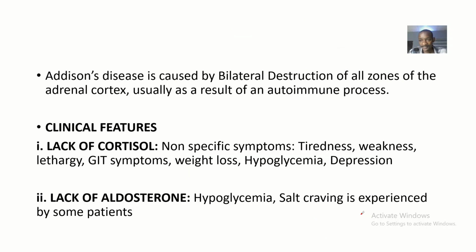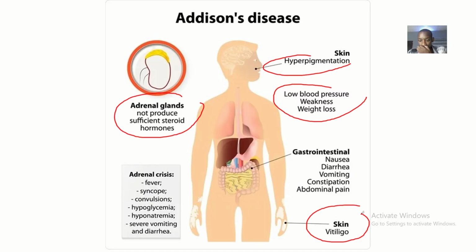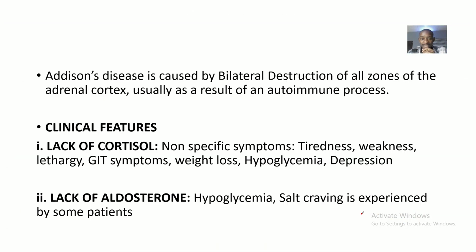So now let's look at it. We said that Addison's disease is caused by what? Bilateral, that means it is affecting both adrenal glands. So there's bilateral destruction of all the zones of the adrenal cortex. And this is usually as a result of what? Autoimmune process. Most of the times it could be that your immune system is fighting the body's own cells. So what are the clinical features now?